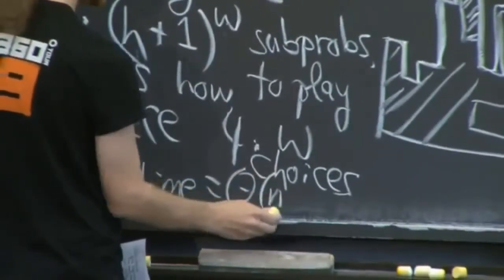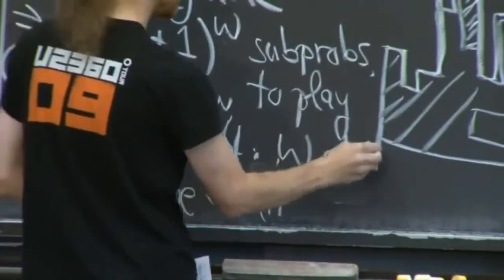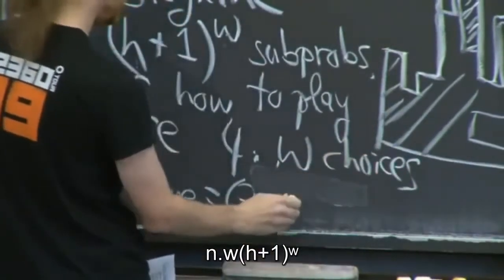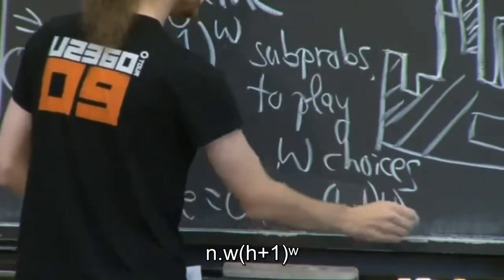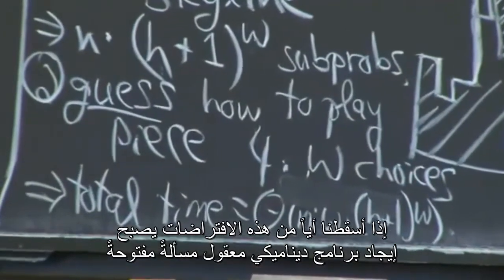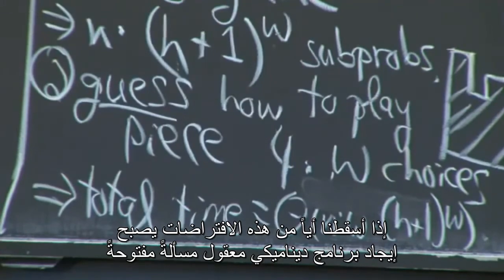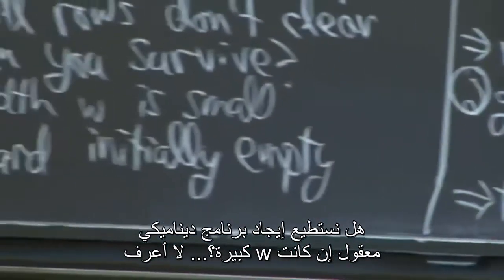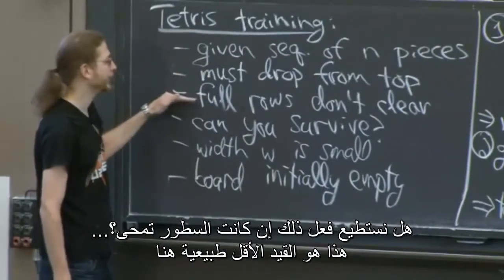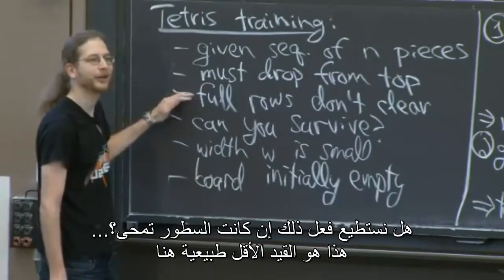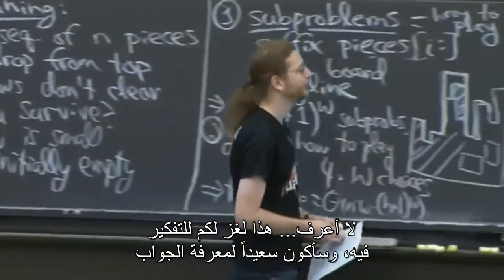And let's see, n times w times (h plus 1) to the w. Open problem: if I drop any one of these assumptions, can you get a dynamic program that's reasonable? Could you do it if w was large? I don't know. Could you do it if rows do clear? That's kind of the least natural constraint here. I don't know. Puzzle for you to think about. I'd love to know the answer.